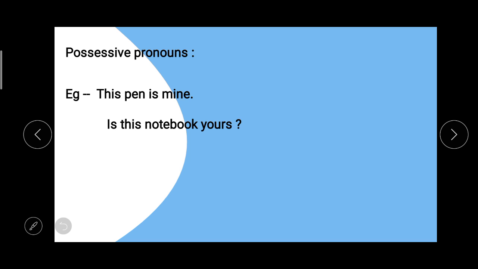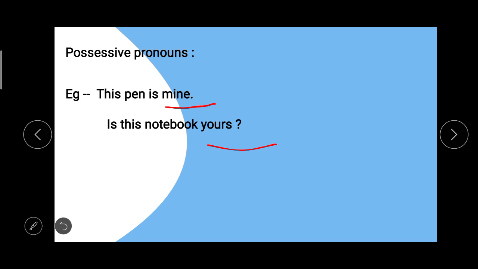So here students, you can see the pronouns are mine in the first sentence and yours in the second sentence. And you can see that these pronouns are telling us that something belongs to somebody. Here in the first example, it is showing that the pen belongs to mine, means me, okay. And the second example, it is showing that the notebook belongs to you, means some other person, okay. So this kind of belongingness is signified by a possessive pronoun.